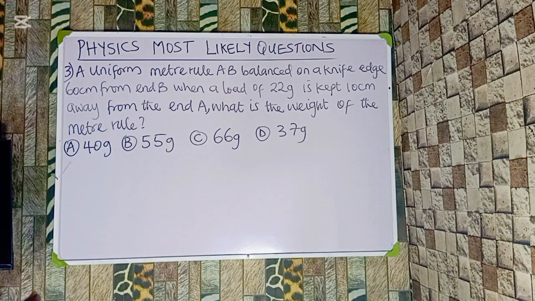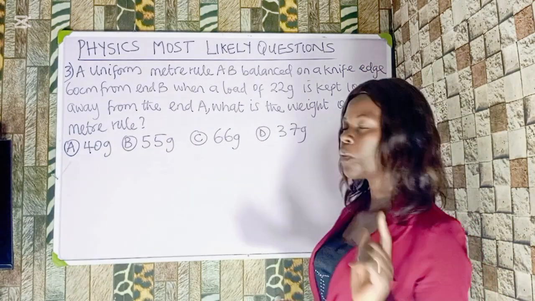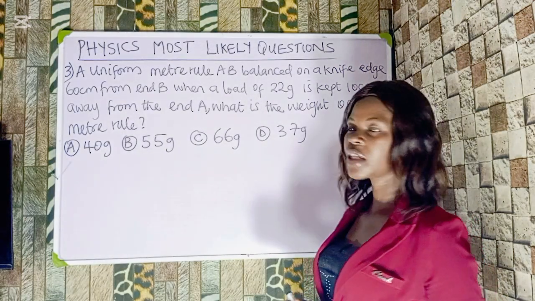A uniform meter rule AB balanced on a knife edge 60 centimeters from end B when a load of 22 grams is kept 10 centimeters away from end A. What is the weight of the meter rule? Option A is 40 grams, option B is 55 grams, option C is 66 grams, and option D is 37 grams. For us to solve this question, one thing will come to our mind: a meter rule.